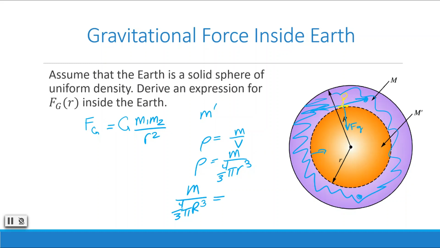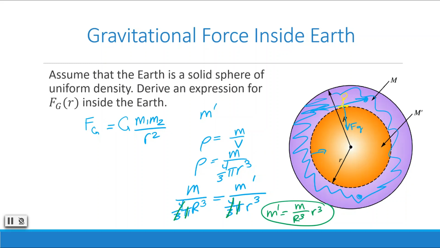And then we're going to look at some other radius that has some sort of mass M prime and a volume of 4/3 pi little r cubed. So when you simplify this down, the 4/3 and the pi cancel. So our mass M prime is going to be M over big R cubed times little r cubed.